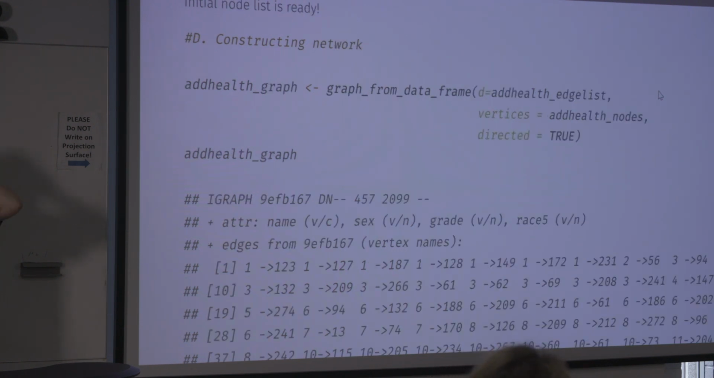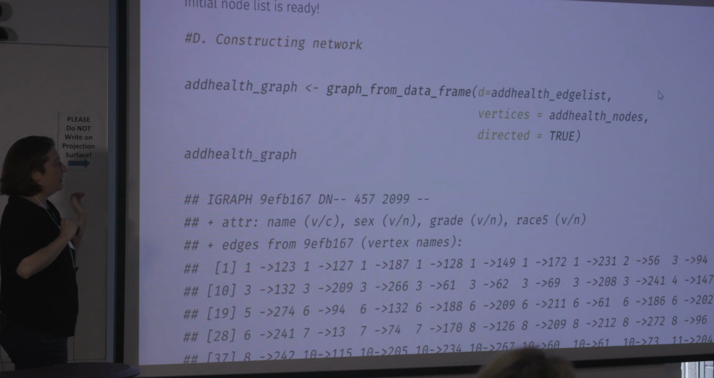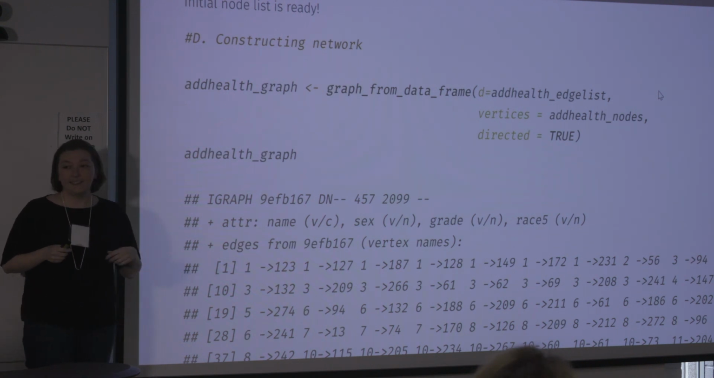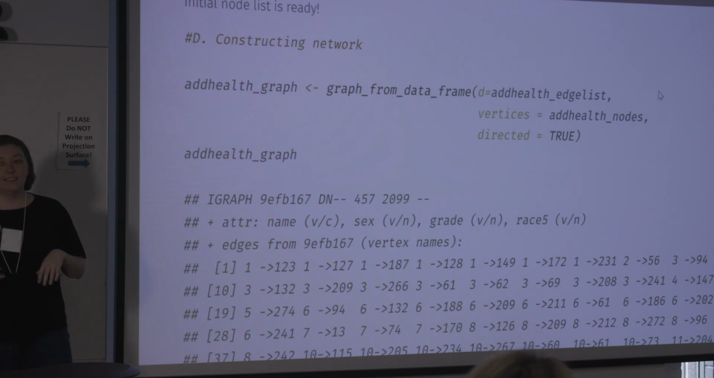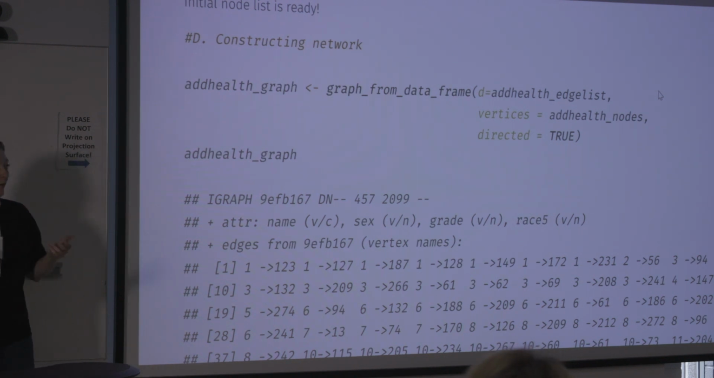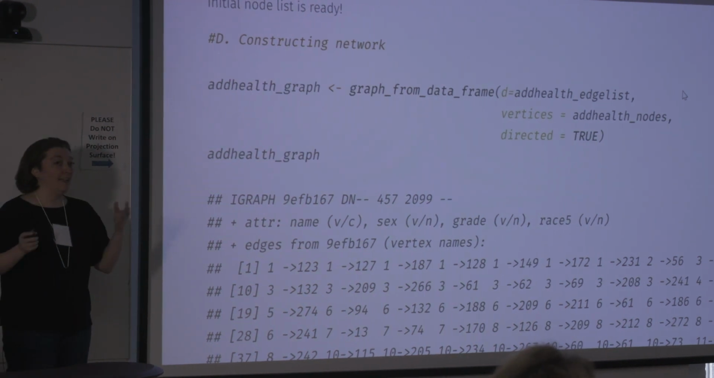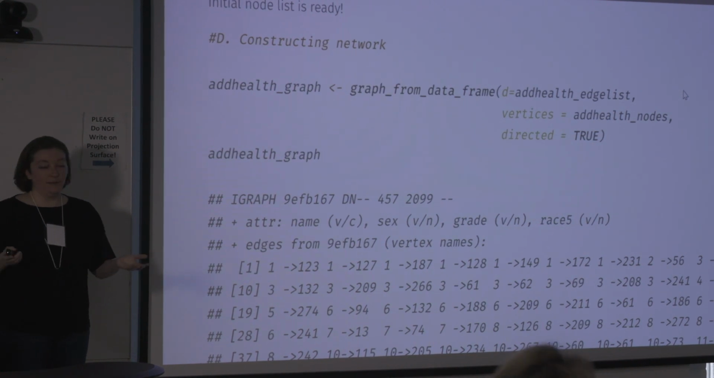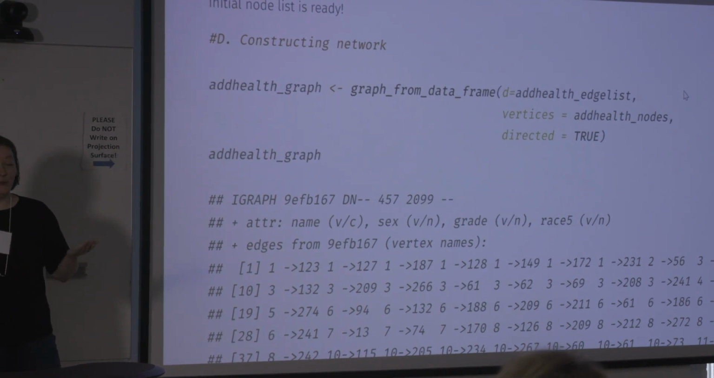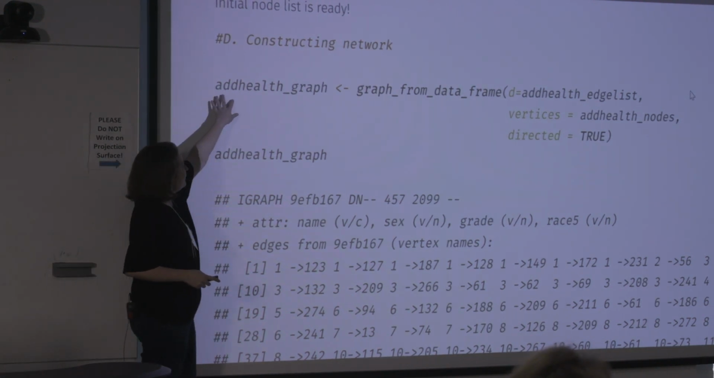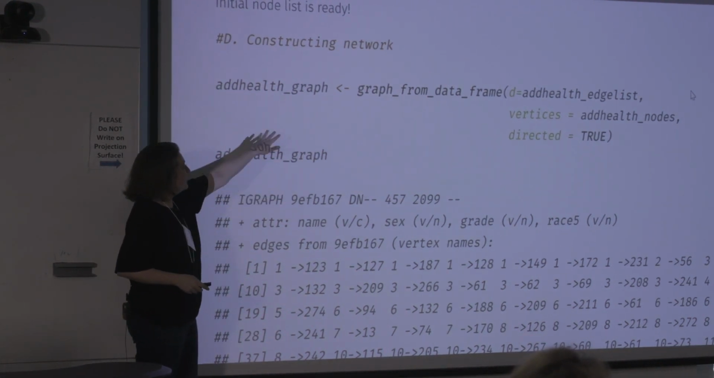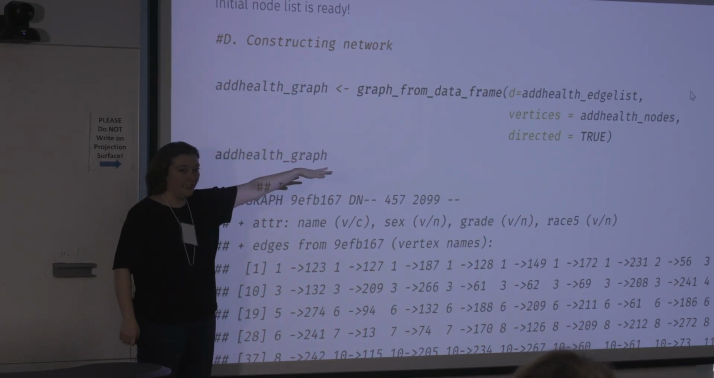Okay, so once I have those node lists and edge lists, I can make my network or my graph object in this case. When using iGraph, we usually refer to them as graph objects. If we're using statnet or the network package, they're usually referred to as network objects. They're really interchangeable, it's just how people talk about them. So I'm going to create a new object, which is my add health graph. I'm going to use the graph_from_data_frame function in iGraph.